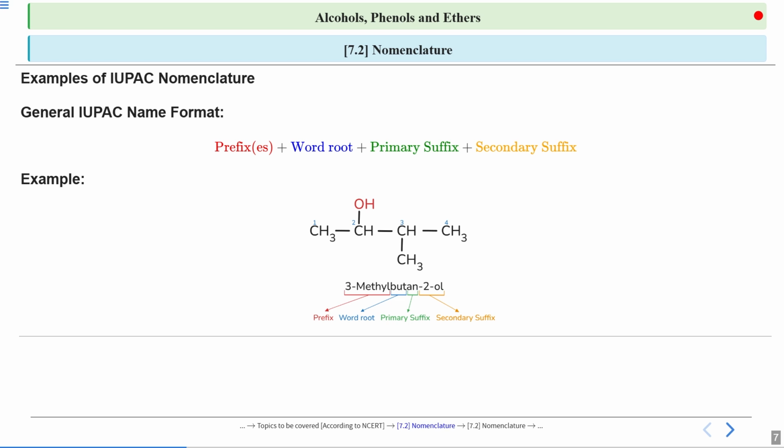Then comes the but. But is considered the word root because it represents the number of carbons in the parent chain. We have 4 carbons in our parent chain, which is represented by but. Then comes the primary suffix, which is ane. Now from this ane, the e is replaced by the secondary suffix 2-ol. And 2-ol represents that at the second carbon, the OH group is attached. So this is how you can break the name of an alcohol into 4 parts: prefix, word root, primary suffix, and secondary suffix.